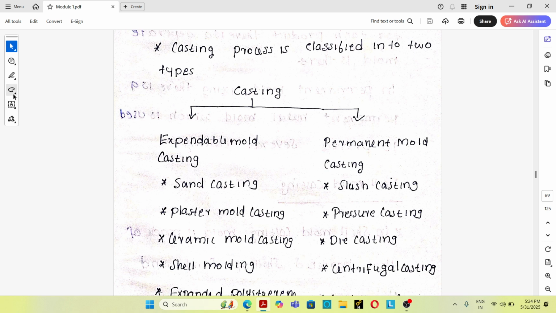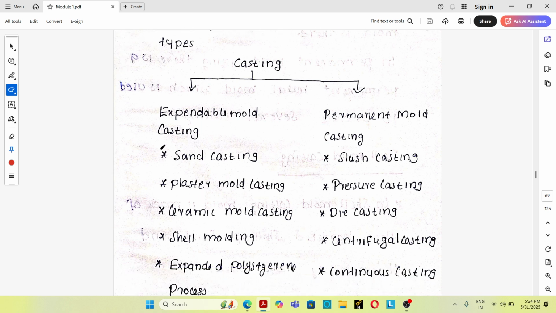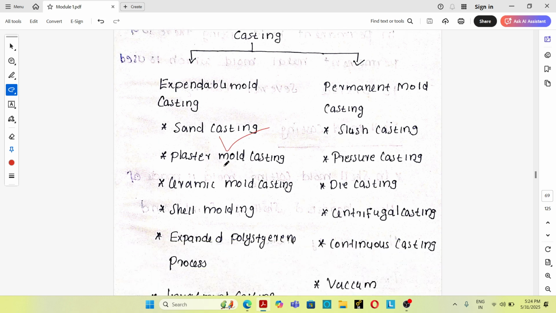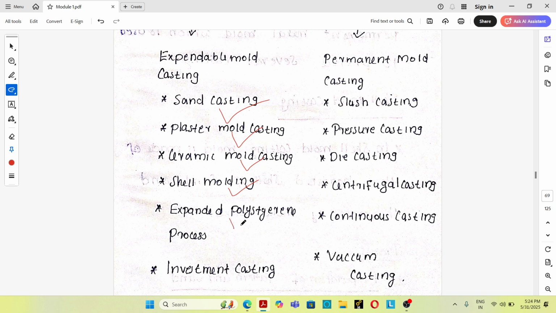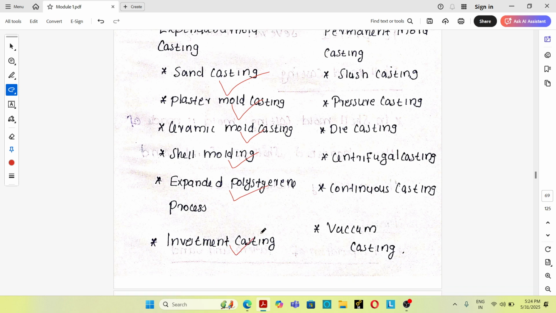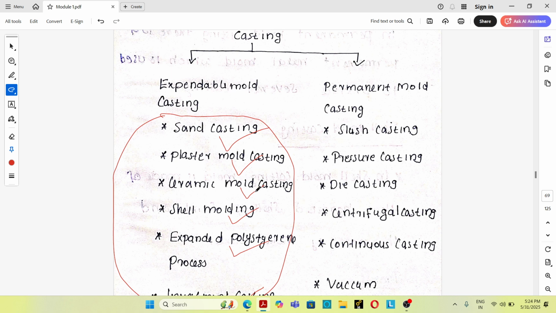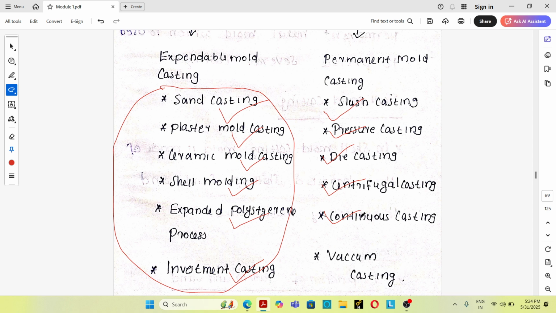Examples of expendable mold casting are sand casting, plaster mold casting, ceramic mold casting, shell molding, expanded polystyrene process, and investment casting. So these all are expendable mold casting processes. Then permanent mold casting processes are slush casting, pressure casting, die casting, centrifugal casting, continuous casting, and vacuum casting.